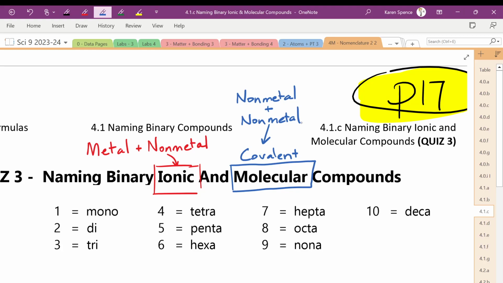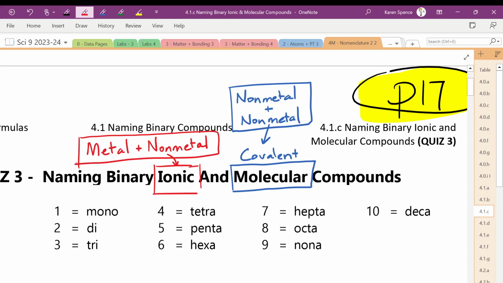Now, if you know the difference between the two naming systems, I would like you to explain it to your partner. What is the difference between the two naming systems? What do we do differently when we name covalent compounds and when we name ionic compounds?